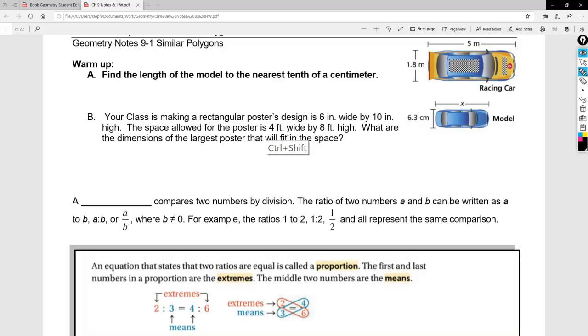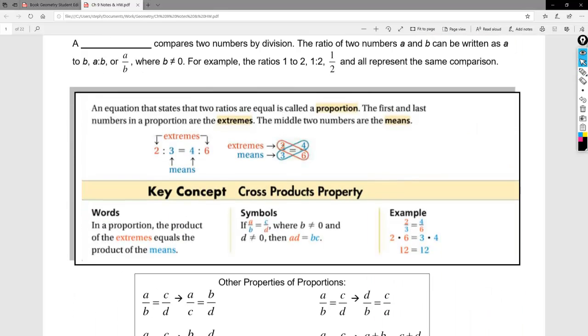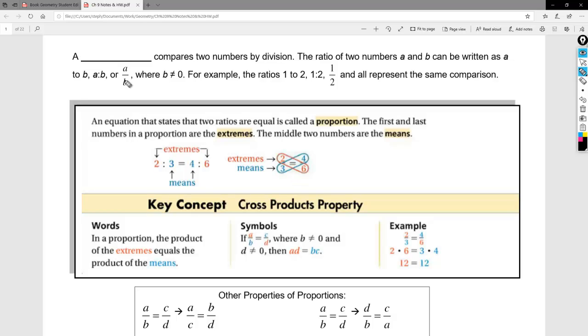Moving on, a little bit of vocabulary. First of all, a ratio is what we use to compare two numbers by division. The ratio of my two numbers a and b can be written as a to b, a colon b, or a divided by b, where b is not 0. So the ratio 1 to 2 can be written like this, literally. It can be written using a colon, it can be written using a fraction. They're all exactly the same thing.